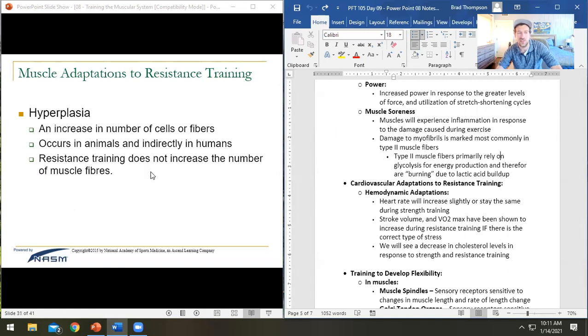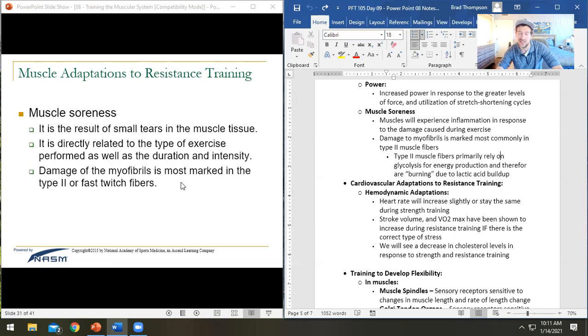Hyperplasia, by the way, we've got two different types. Hyperplasia is an increase in the number of muscle cells or fibers. That happens in animals, but it's pretty rare in humans. It happens in humans, but it's indirect. It's not something from training. Training does not make more muscle cells. It makes your muscle cells larger. Hypertrophy is not an increase in the number of muscle cells. It's an increase in the size of muscle cells. That's not something you're going to see come up in a test or anything, but I just figured we'd mention it.